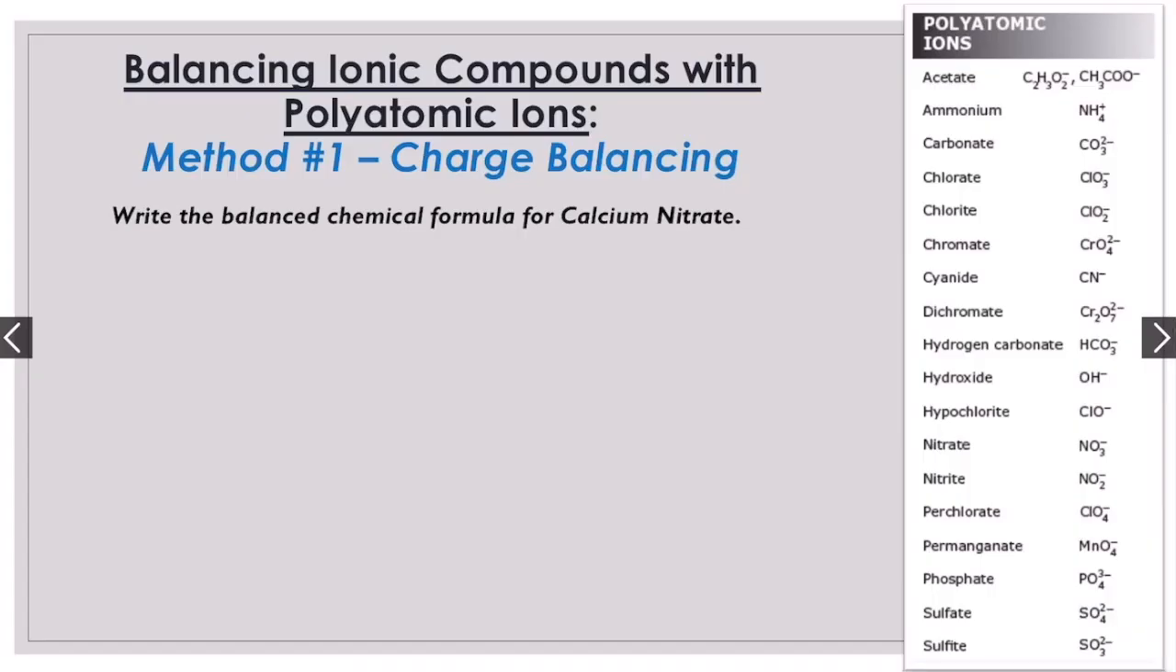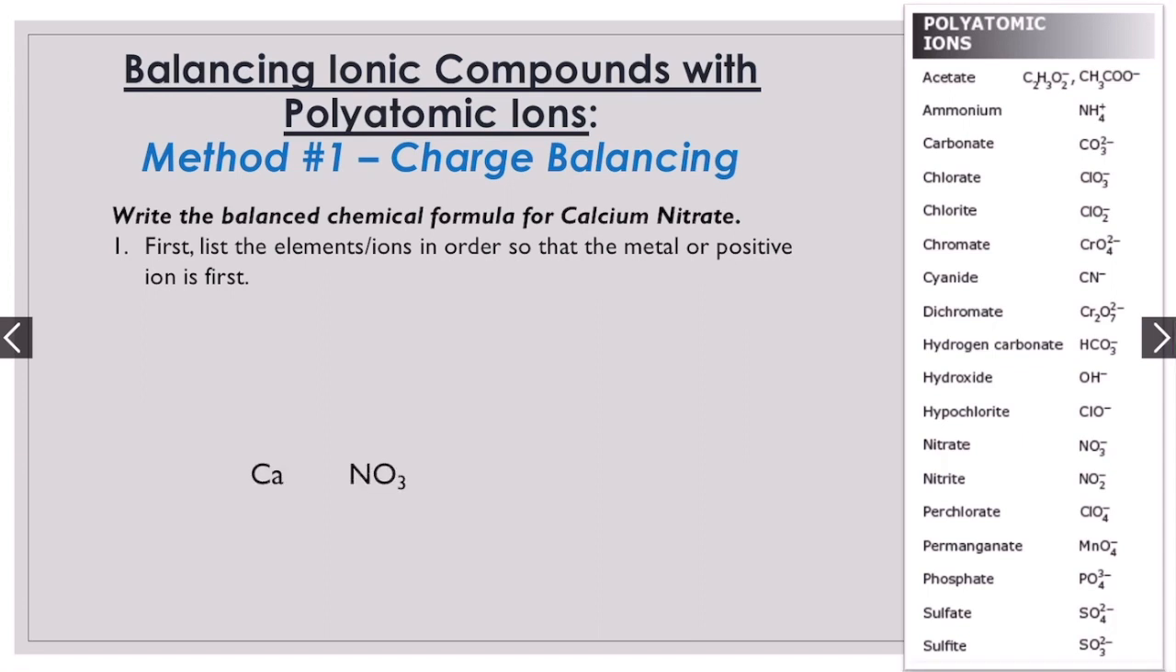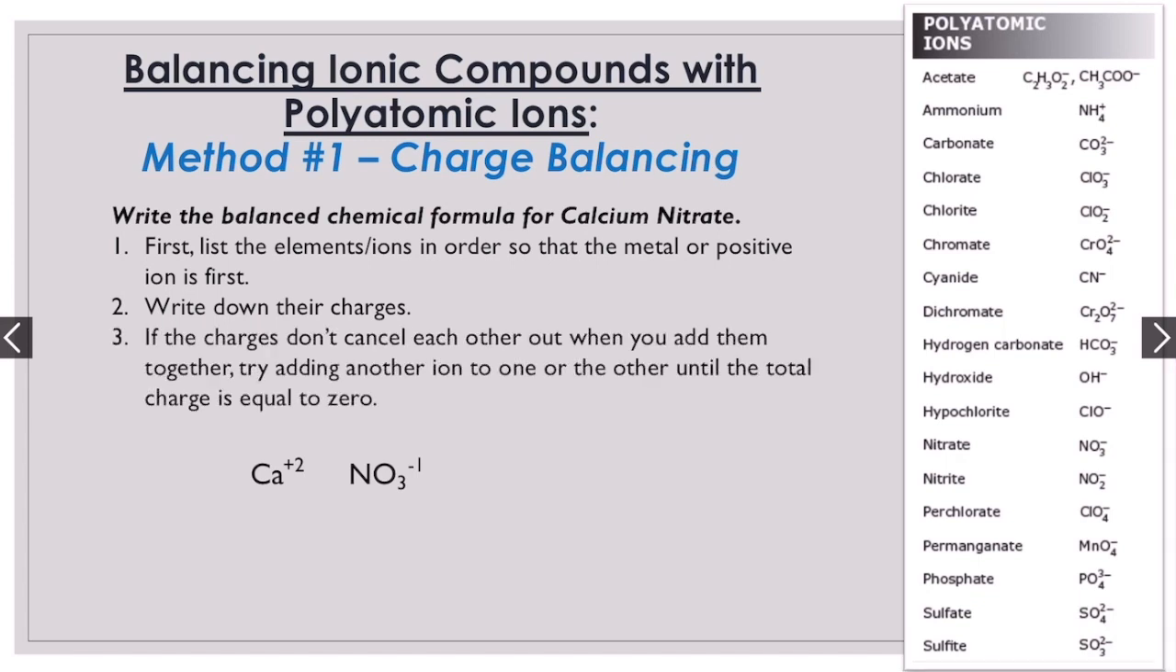So let's go ahead and talk about how to balance ionic compounds that contain polyatomic ions. And we're just going to use the same methods that we used before. Now we're just using a group of atoms as one of our ions instead of just a single element. All right, so the first thing we're going to do is list the elements or ions in order so that the metal or the positively charged ion is listed first, right? And then I'm going to write the charges for those ions. And if those charges don't cancel each other out, then we're just going to have to continue to add ions in order to balance those charges.